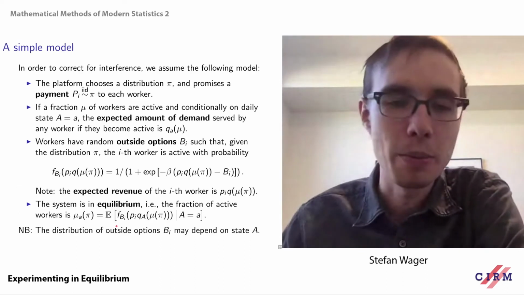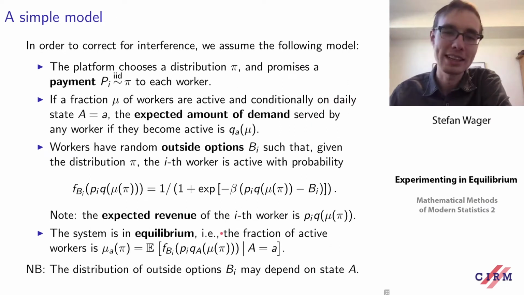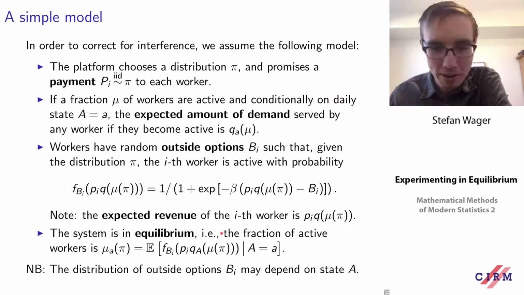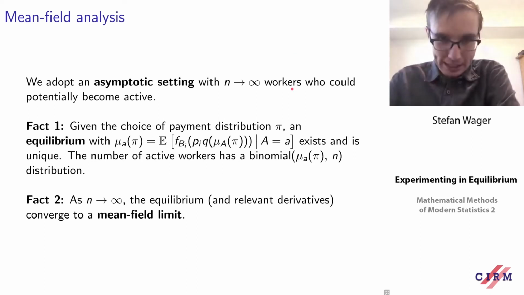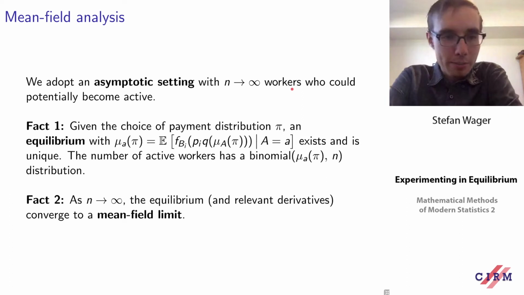And then from a modeling perspective, like I said, there's this daily state I need to put in the model. We're just going to write down the model conditionally on A. And conditionally on A, everything happens just the way I said. Okay, now I should actually tell you something about this. So first, in this model, there's a unique equilibrium. In this equilibrium, the number of active workers is a binomial distribution. That's not so surprising. Fact number two, again, not so surprising, but very important for the purpose of our analysis.